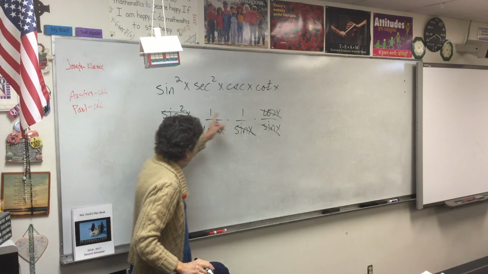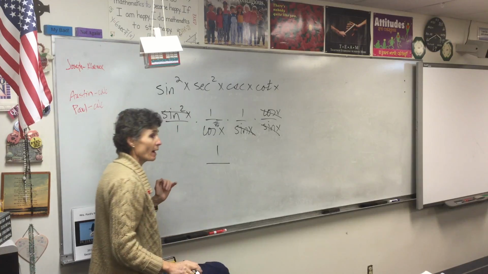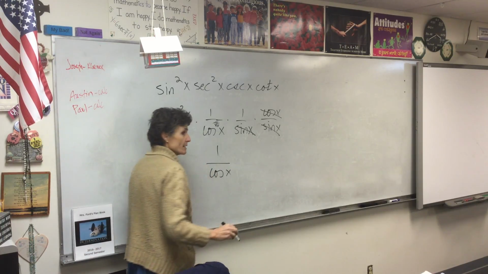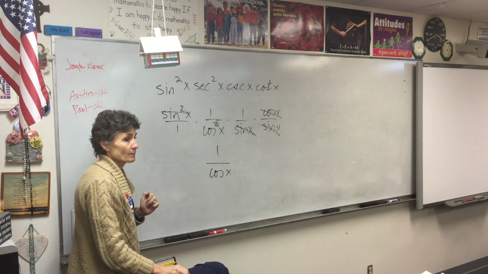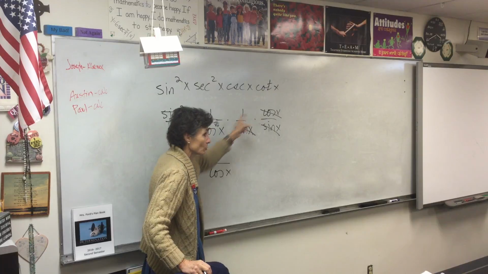What's left on the top? 1. Everything else is gone. What's left on the bottom? Cosine. Just cosine. 1 cosine is left, because we had 2 of them, but we canceled 1 of them.